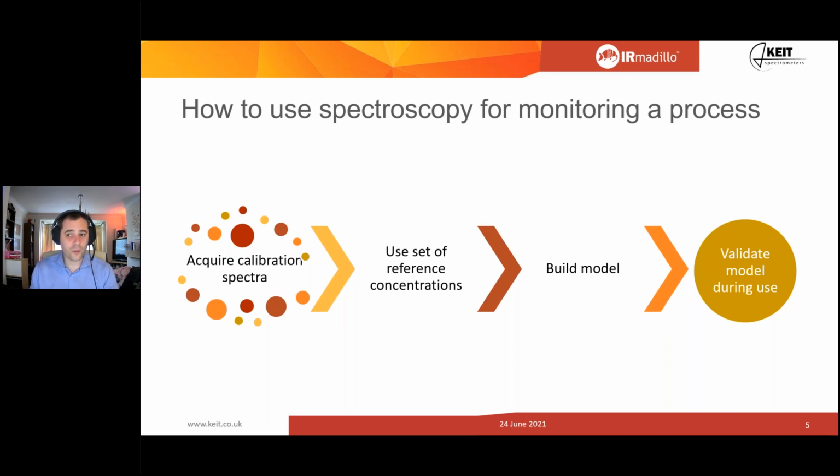We then take our reference concentrations. From the lab, this is easy. We know what they were. We made those chemicals up ourselves. Online, we need some kind of reference technique. And that's where the offline data I was just talking about becomes useful.